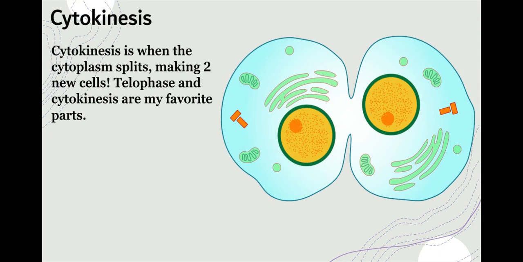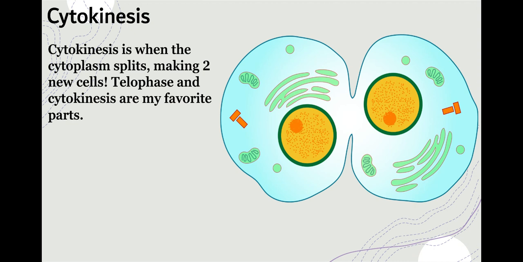And the last step, this is not considered as mitosis, but some people consider it as mitosis. So the last step is cytokinesis. Cytokinesis is when the cytoplasm splits, making two new cells. So all the cytoplasm splits and it creates two new cells. Personally, I like telophase and cytokinesis because in telophase, you can see two new nuclei in one cell, and in cytokinesis, this is where the splitting happens.